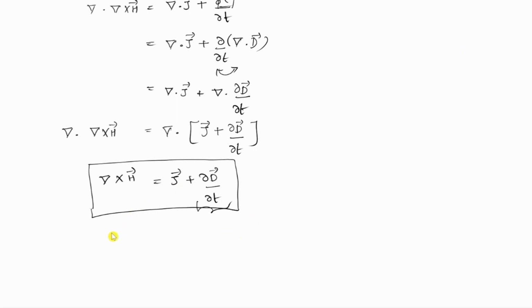Okay, so in this equation J, we already knew it, that is J is current density. More specifically we can say it is conduction current density. Okay, so J is conduction current density, and the term dou D by dou T is displacement current density.